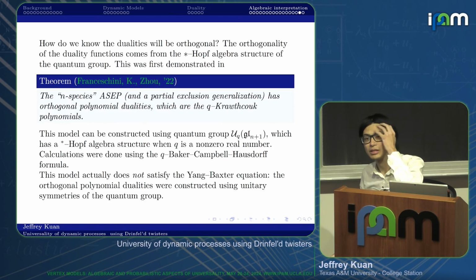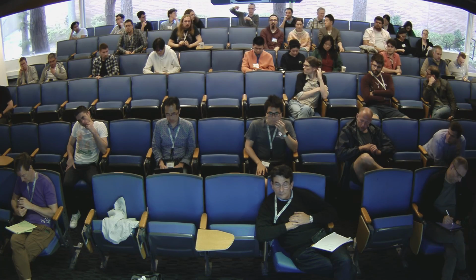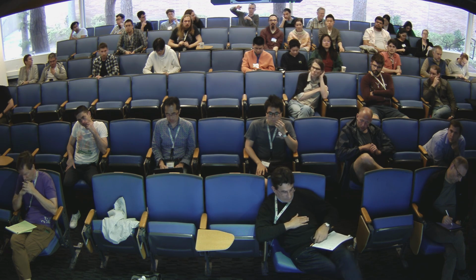Yes, there's a question? What are the processes here? Are they both multi-species? Oh, yes. The question was whether both processes are multi-species, and yes, they're both multi-species models. You could have the dual process only have one species of particle as initial conditions, but then that just reduces to the single species duality that Carinci, Giardina, Redig, Sasamoto came up with, I guess 10 years ago now.